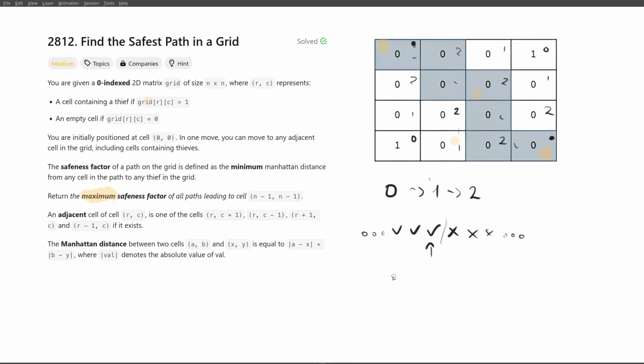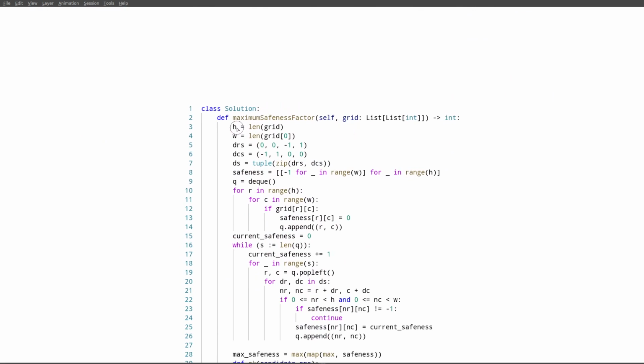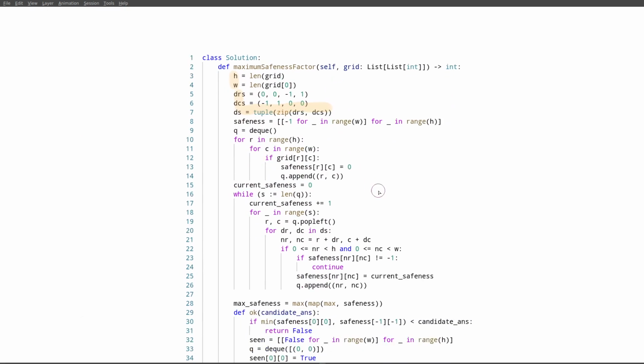Okay, so now let's walk through the code. First, we start with the boilerplate: height, width, 4 directions. We'll have an auxiliary array, as I mentioned, that we'll use instead of our grid. So this is just the safeness of every cell, and we calculate it as we mentioned. First we start with our queue by marking the safeness of every thief as 0 and appending it to our queue. So we have a multi-source BFS.